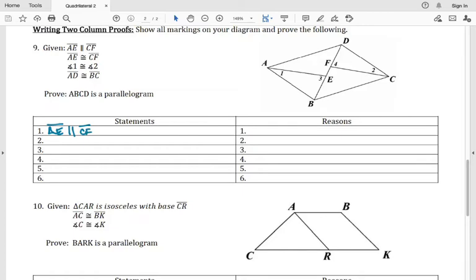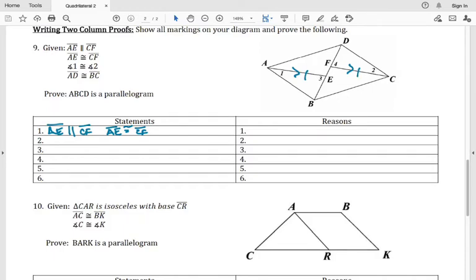I'm going to mark that in my picture as well. So AE is parallel to CF. I also know that AE is congruent to CF. Now that I've got it in my proof, I'm going to mark it in my picture. So AE is congruent to CF.